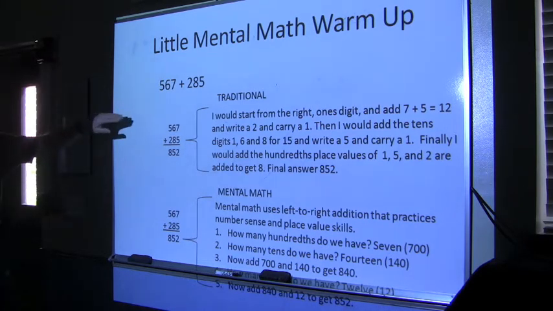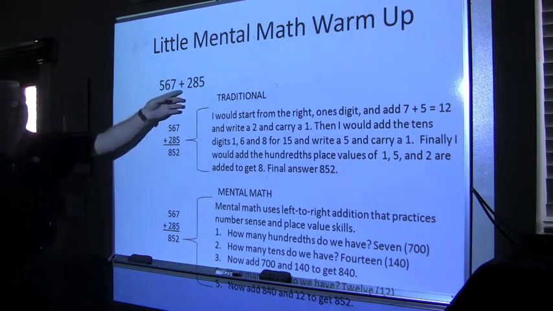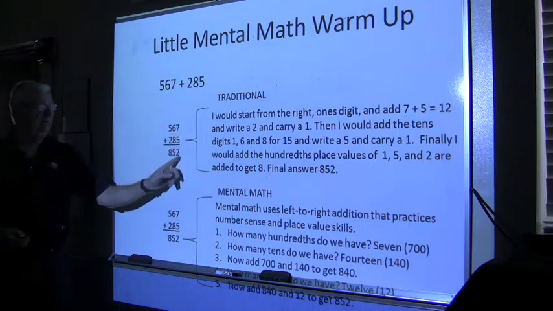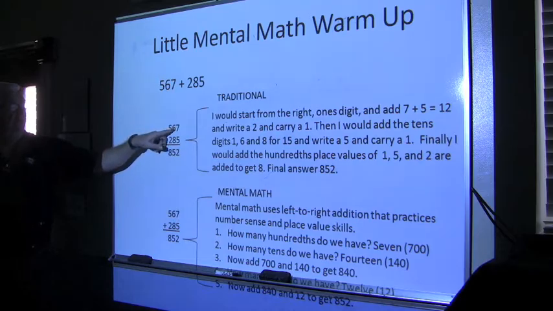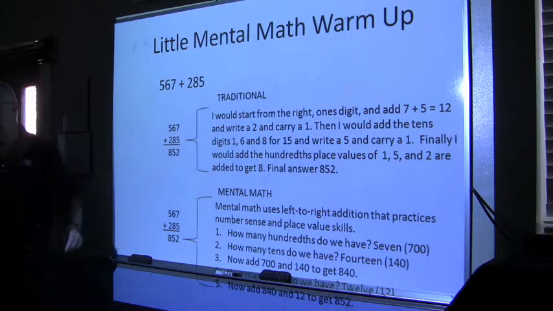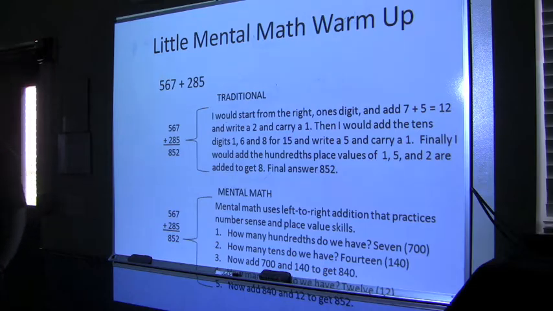And to look at a warm-up, our traditional way of approaching the addition of 567 plus 285, we start over here at the right and go 7 plus 5 is 12, carry a 1. 1, 7, 8, 15, carry a 1, 6, 2 is 8, and come up with the answer. In the Singapore methodology they depend very much on place value and then doing it mentally versus crunching numbers on a calculator, which at least I see my kids do more and more. The older they get, the more they want to crunch.